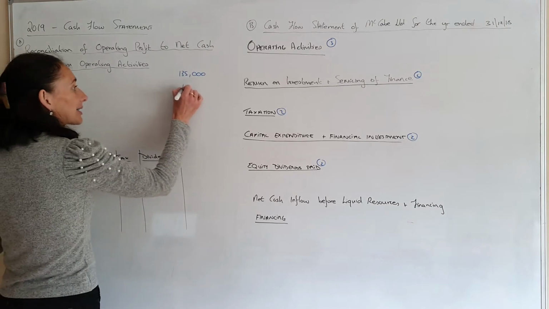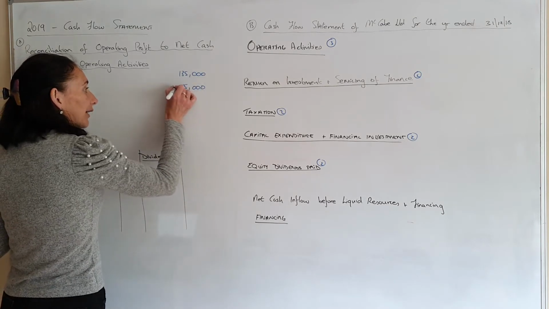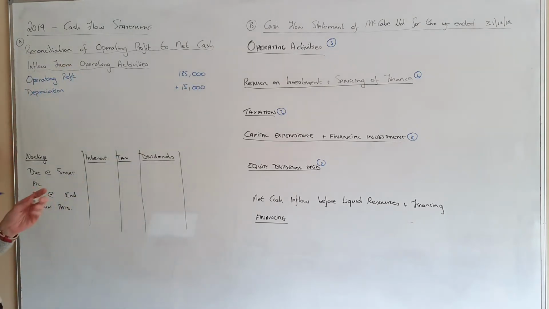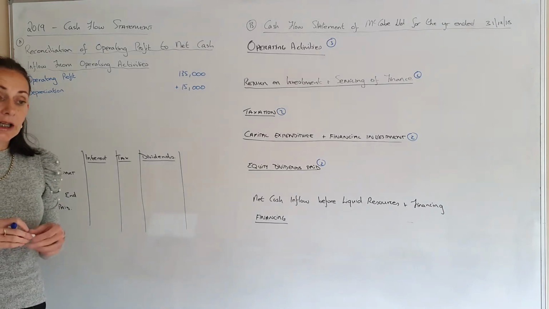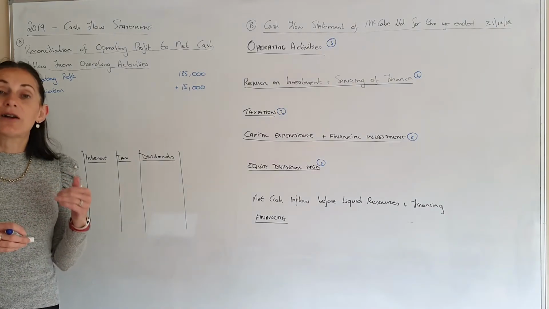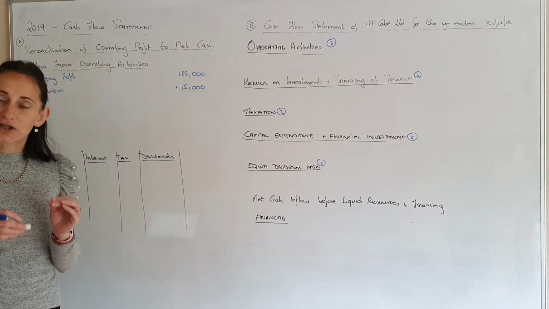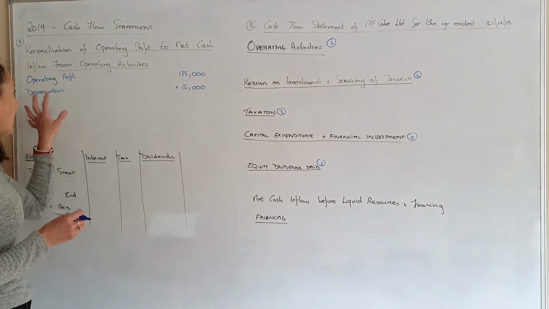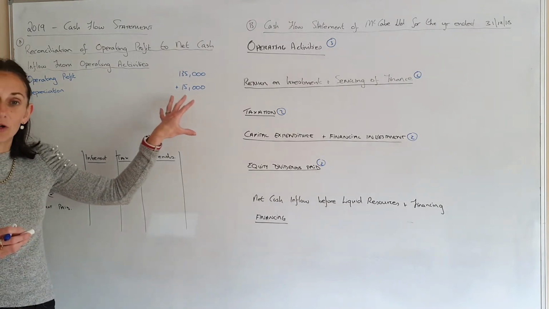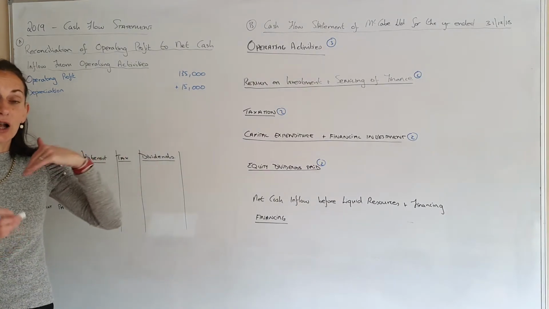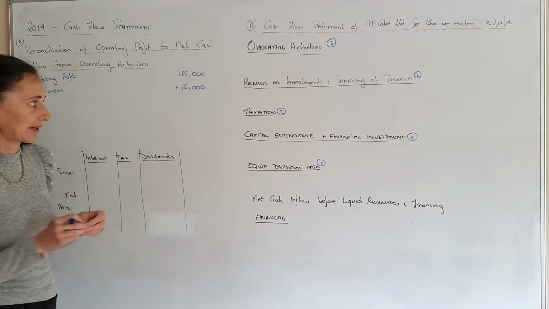So I want to add back 15,000. Now why are you adding 15,000? Depreciation in the profit and loss is shown as an expense, so it reduces your profit. But depreciation doesn't show a movement of cash. So I want to undo that, because there's no movement of cash leaving the business, it's just showing the reduction in the fixed asset.